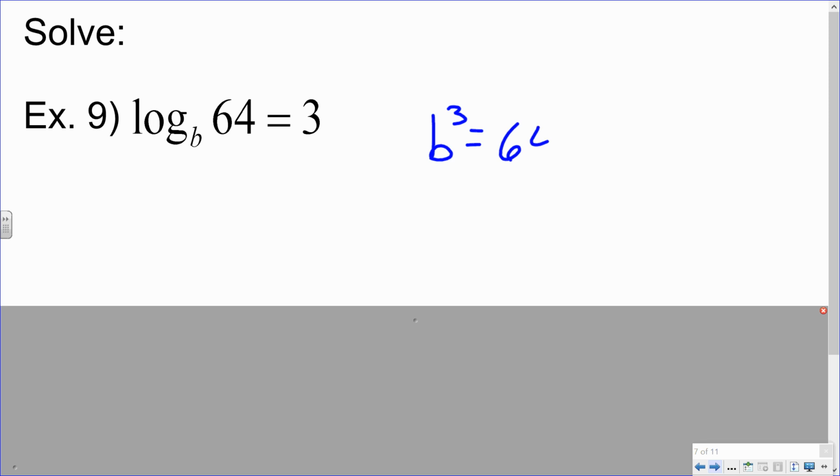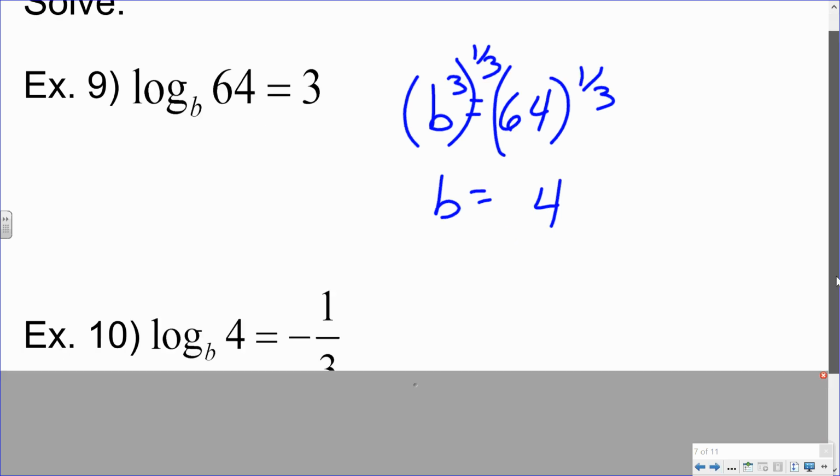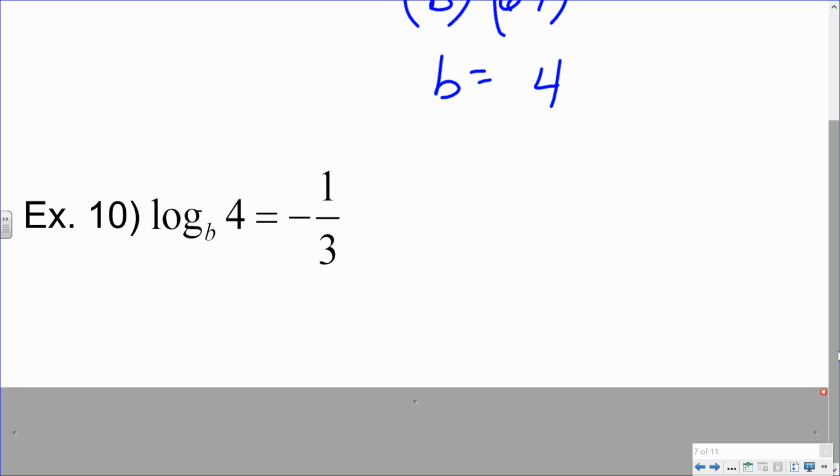So b cubed equals 64. So I know that means I need to take the cubed root of both sides. And what is the cubed root of 64? It's 4. Do I need to worry about plus or minus for the cubed root? No, so we're in good shape there. Okay, let's try this one. Billy, would you convert this one for me?